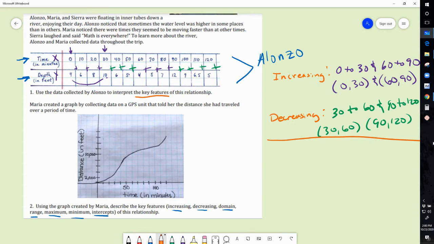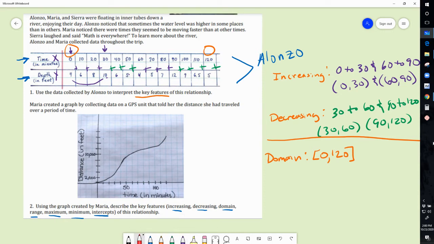Next we're going to talk about what the domain is. Remember, in Mr. Norman's video, domain is all possible X values. Well, X starts at 0 and ends at 120. Is 0 included? Yes, the 0 time is included, so we're going to go ahead and use that bracket. And a time of 120 minutes is also included, so we're going to go ahead and use that bracket. Those are real numbers and they're truly included.